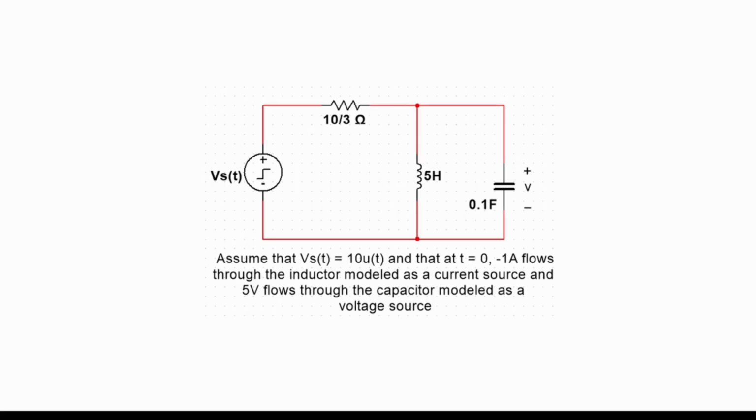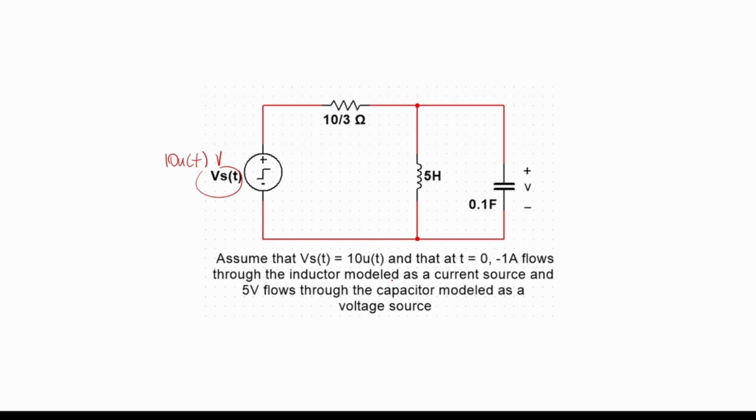Assume that Vs of t equals 10u of t volts, and that at t equals 0, minus 1 amps flows to the inductor modeled as a current source, and 5 volts flows to the capacitor modeled as a voltage source. So we kind of have an assistance here, not really an assistance, it's more of a strict way of doing this, because usually you'll be able to choose between modeling both of these as either current sources or voltage sources, right?